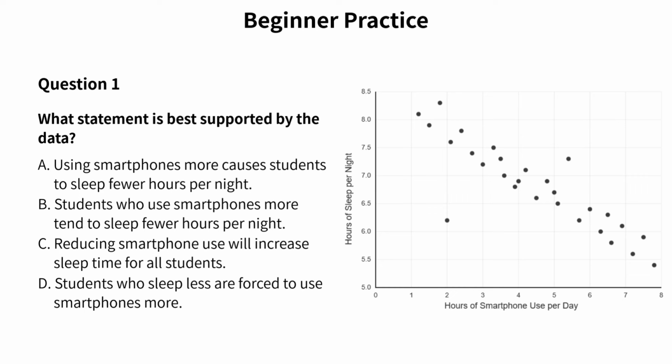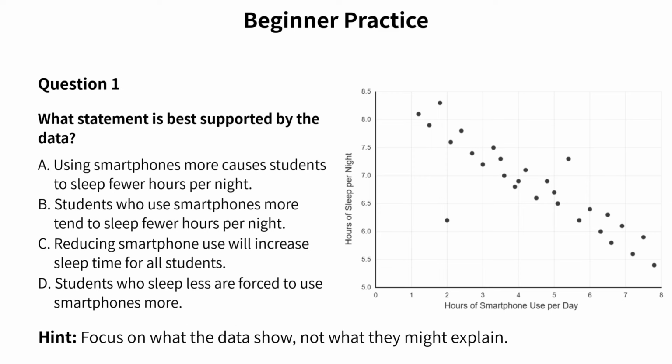Be careful. As you review the choices, pay close attention to the language. Some options try to explain why this happens. Others simply describe what the data show. Remember, the data can show patterns and associations, but they do not prove cause and effect. You have 60 seconds. Pause the video and choose the best answer.